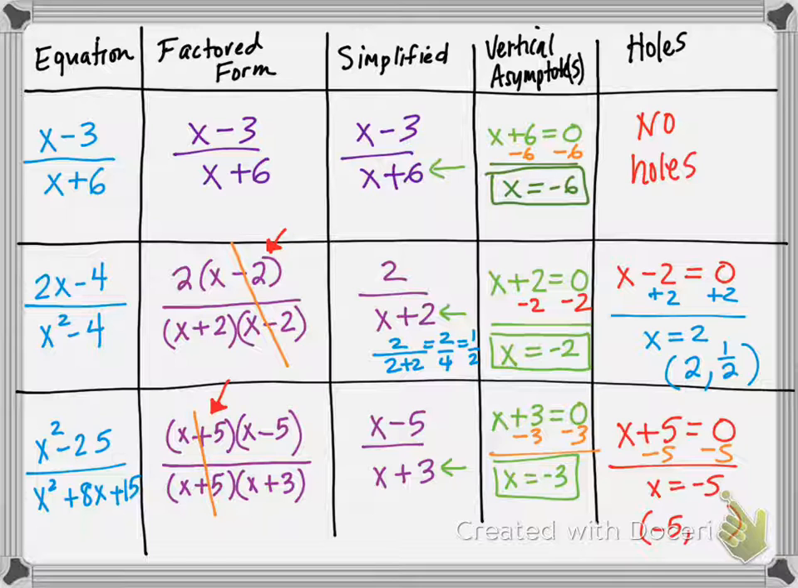How do I find the y-coordinate? I need to look at the simplified form and plug in negative 5 for x. There's 2 spots to plug it in, numerator and denominator. So in the numerator, I would have negative 5 minus 5, and the denominator, I would have negative 5 plus 3. So negative 5 minus 5 more is negative 10, and negative 5 plus 3 is negative 2. And if I divide that, I get 5. So my hole is at negative 5 comma 5.